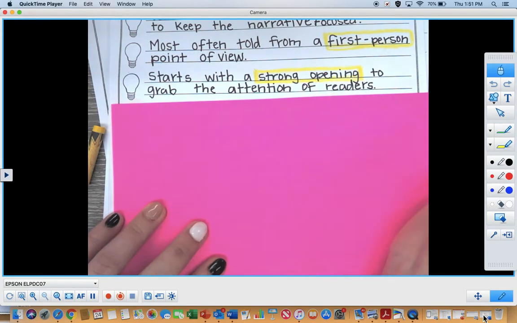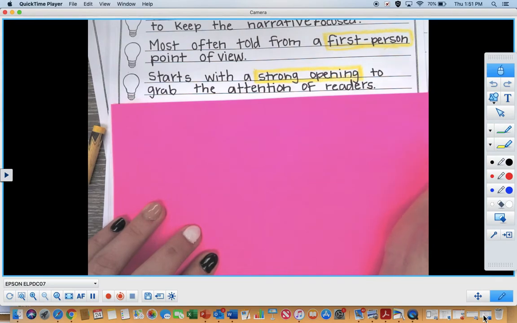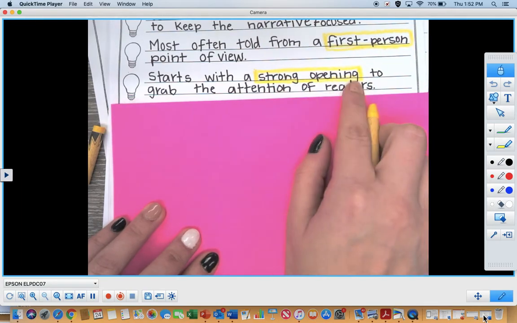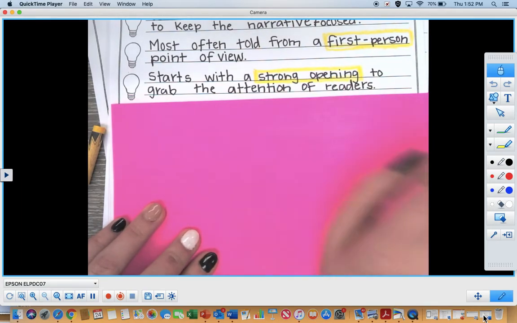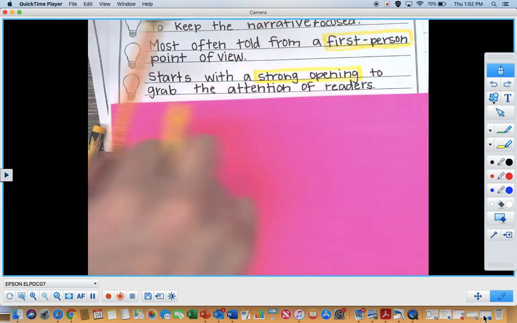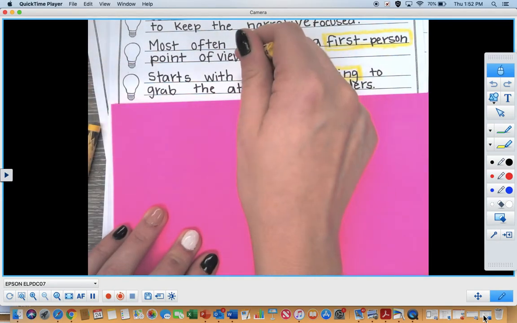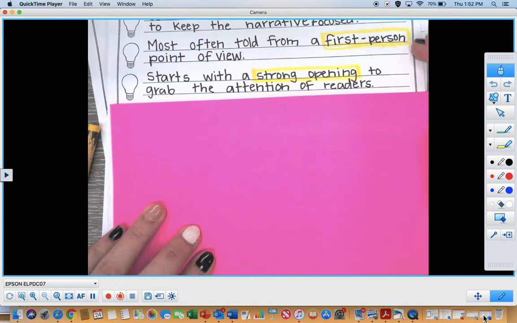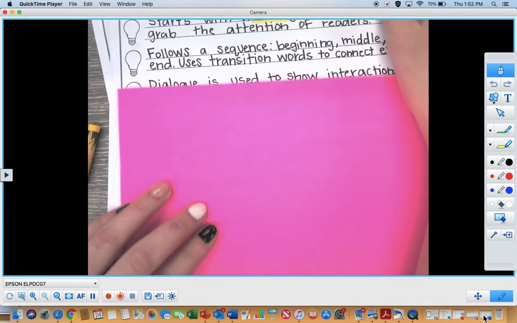It totally can get interesting, but if you don't start with a really interesting way of getting your reader's attention, they're not going to want to keep reading. So we need to make sure we have a strong opening to grab the attention of readers. And this is a reminder, if you need to pause to make sure you are copying this down with your pencil, you are going to do so. And with a coloring tool of some kind, you are boxing the keywords that I am also boxing.